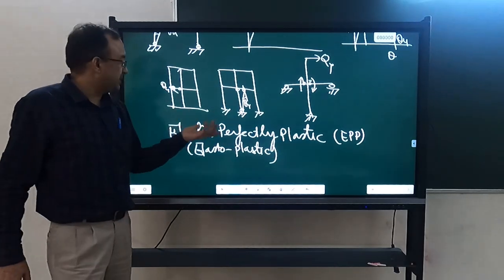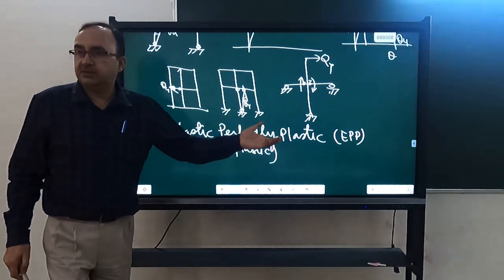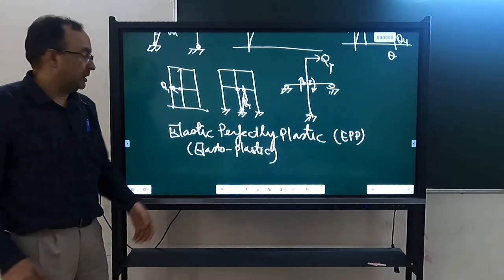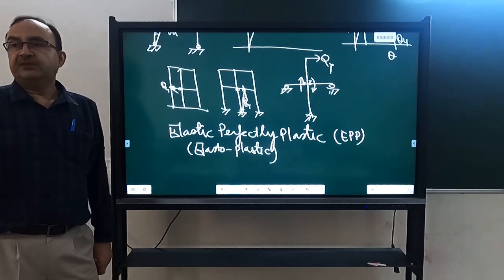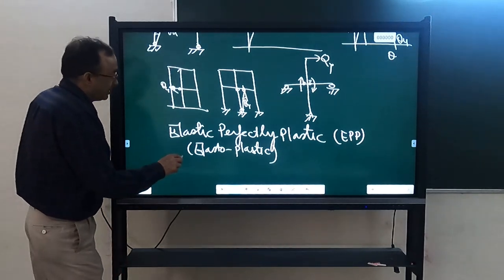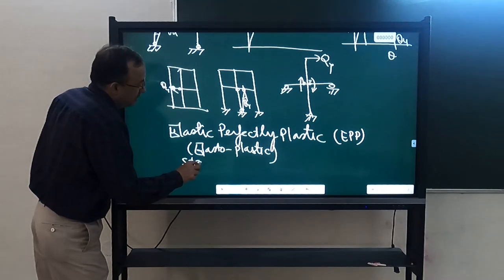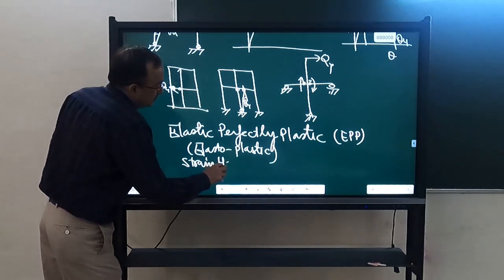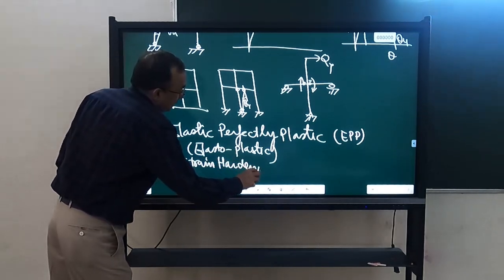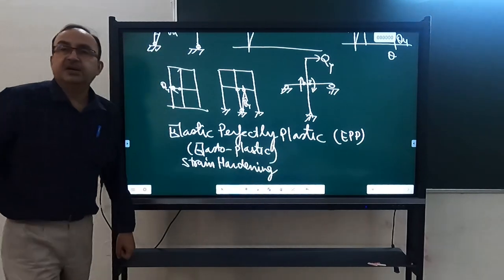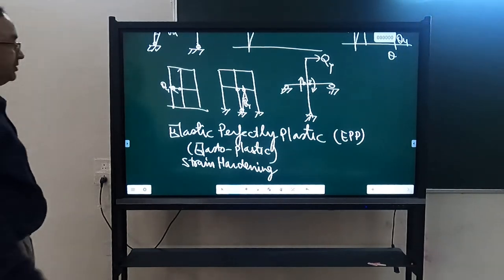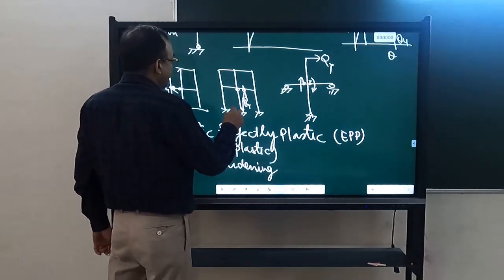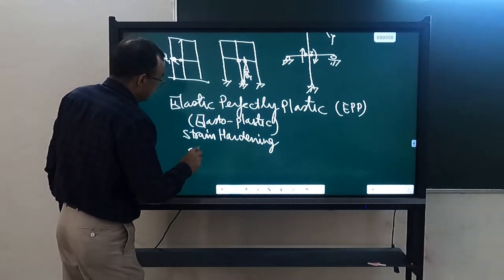But as I said, this is the ideal case. Not always will it happen. In some cases, the moment capacity after yield will increase. That we call strain hardening, like you have seen in the case of steel. The stress after yielding increases. Some materials like concrete reach the peak and then it reduces. That is strain softening. So these three types of behavior are possible.